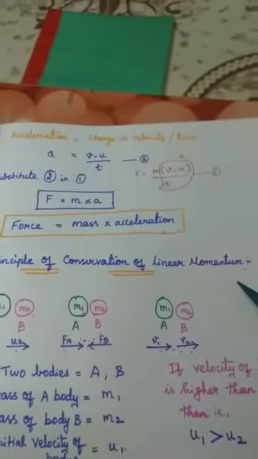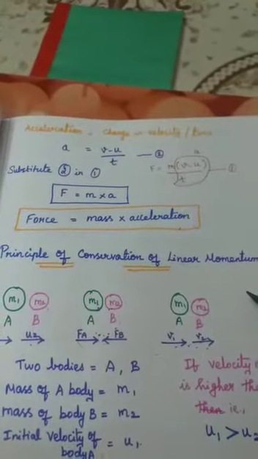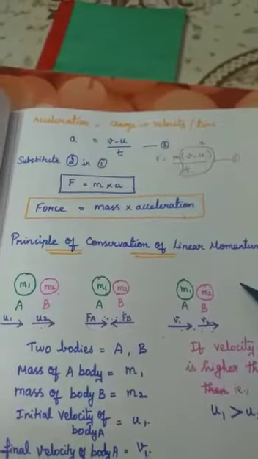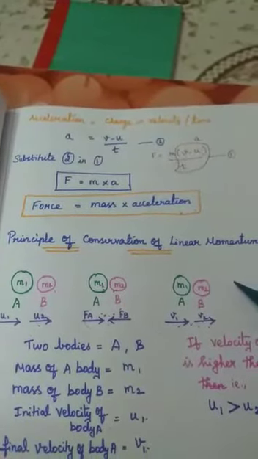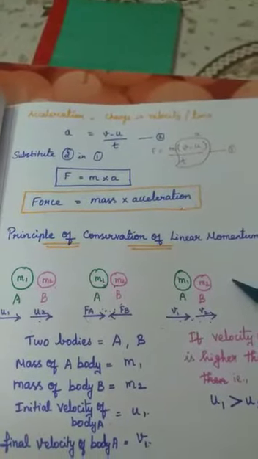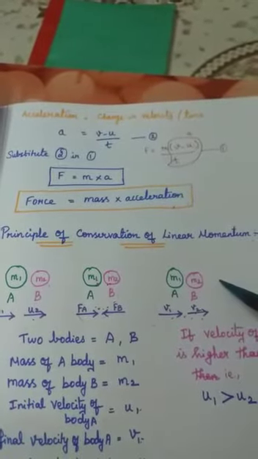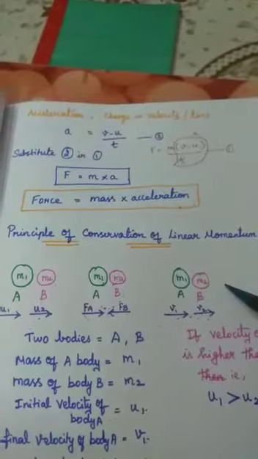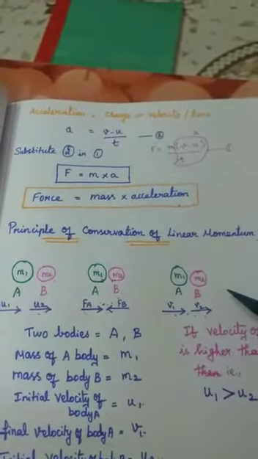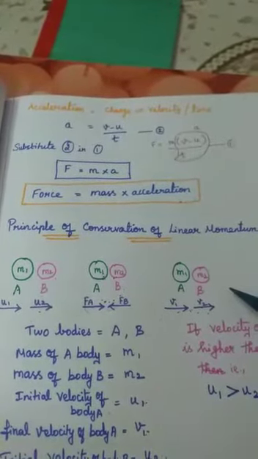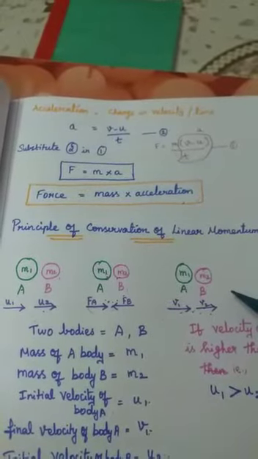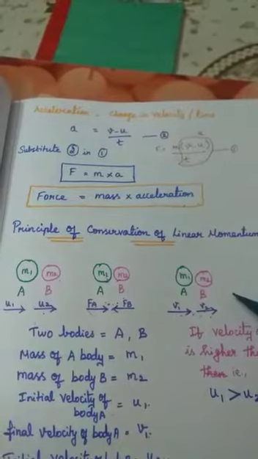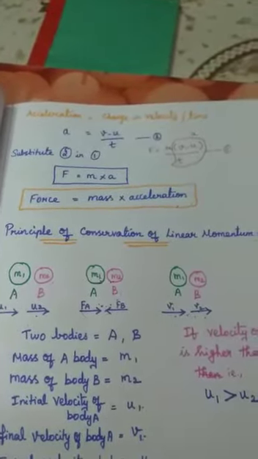The force is required to produce the acceleration of the body, and the unit of force we already know. The SI unit of force is Newton. In the CGS system, the unit of force is dyne. 1 Newton is equal to 1 kilogram meter second power minus 2, and 1 dyne is equal to 1 gram centimeter second power minus 2.